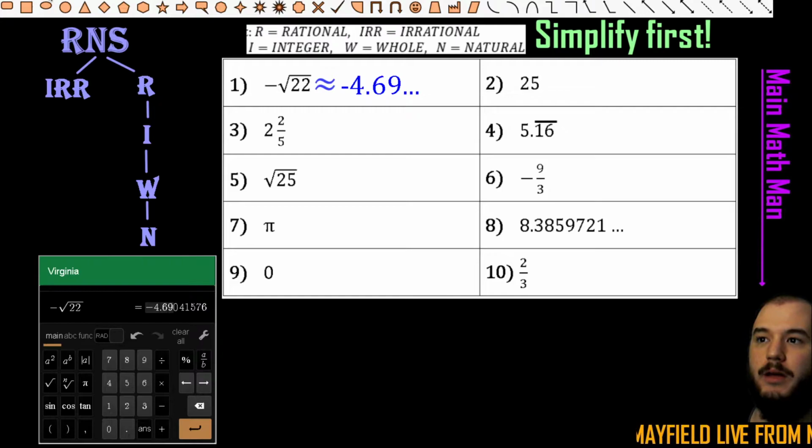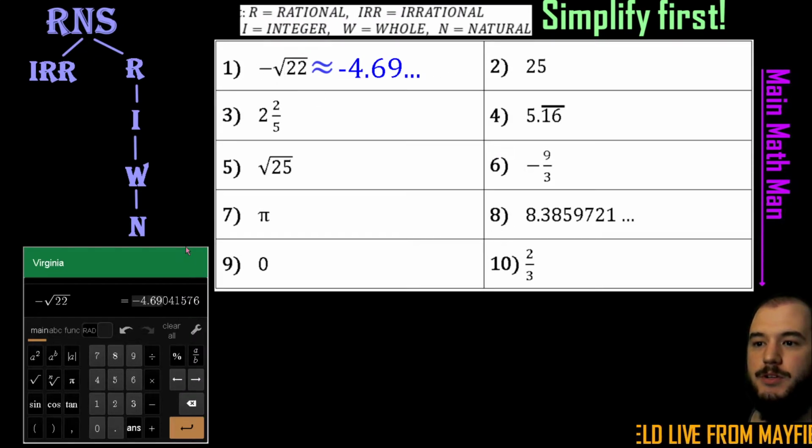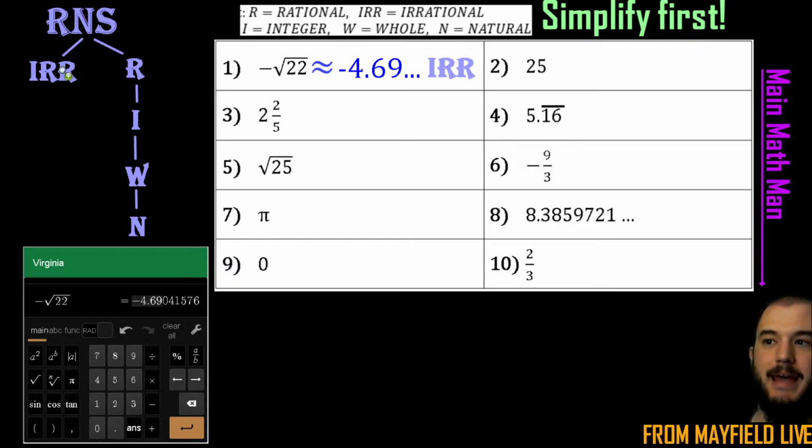So let's get back to this number 1 so we don't get too sidetracked. So I'm saying that this value does not end and it does not repeat, therefore it is irrational. So we're going to say that it is irrational. That means that it can't be anything else. Again, there's no subsets underneath the irrational numbers, and so we're just going to let that go.